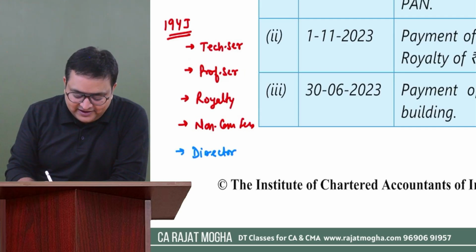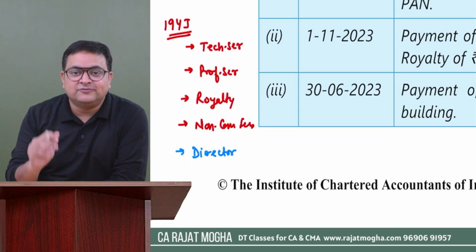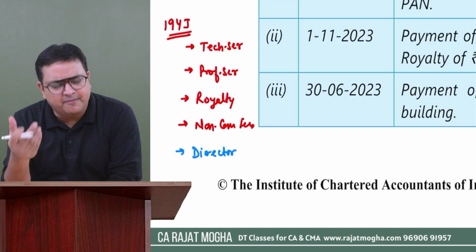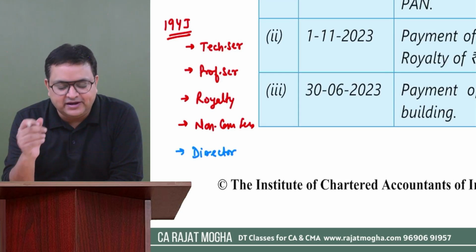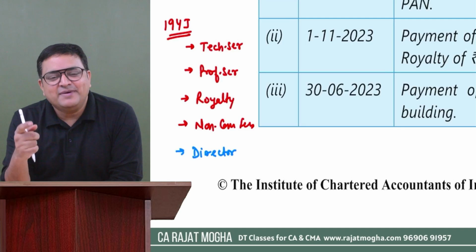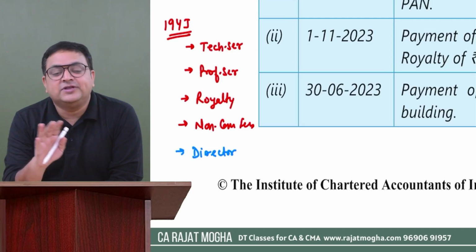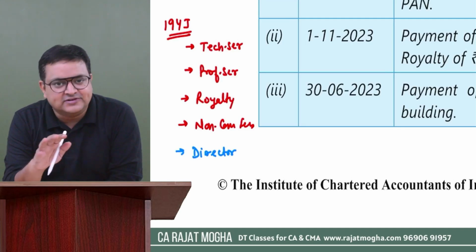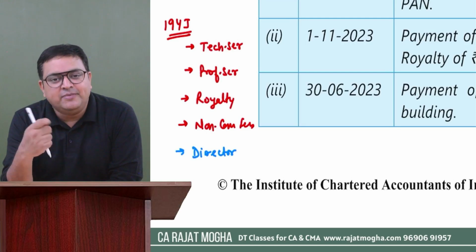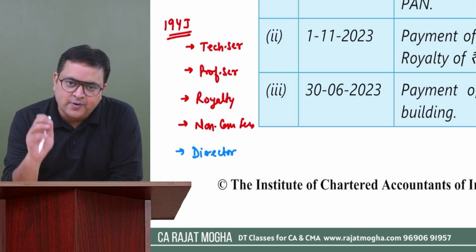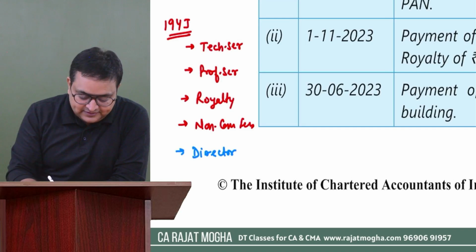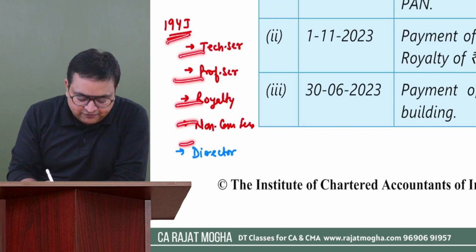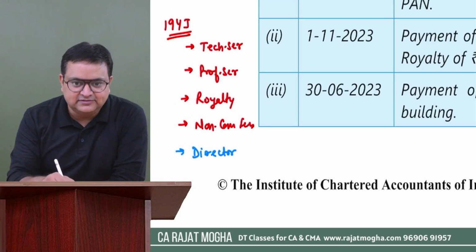Why have I written director in some different color? Because a company can make a payment to a director, correct? Because the company has a board of directors. So if the company is making a payment to directors, there is no such limit of 30,000. Even if you are making a payment of 1,000 rupees to a director, go and deduct TDS under section 194J. So this is important: on certain types of payment, you can deduct TDS under this section.